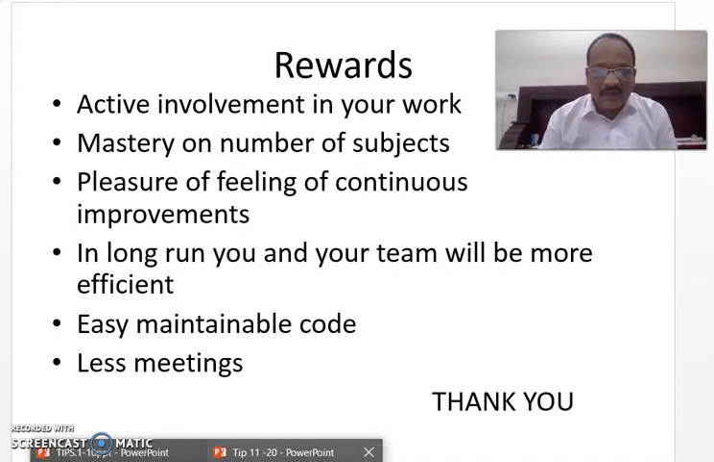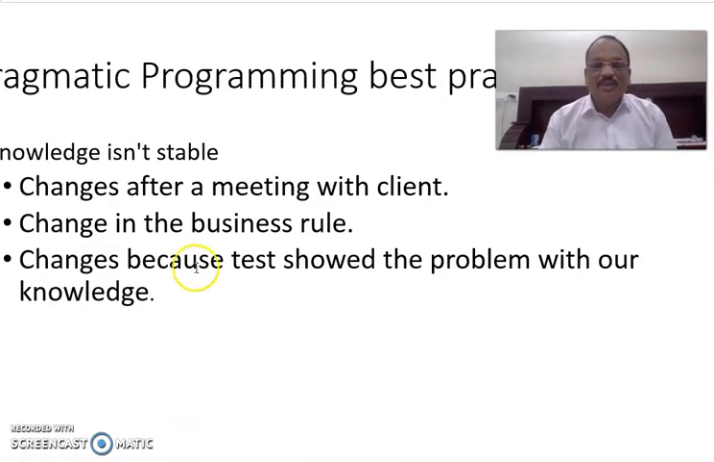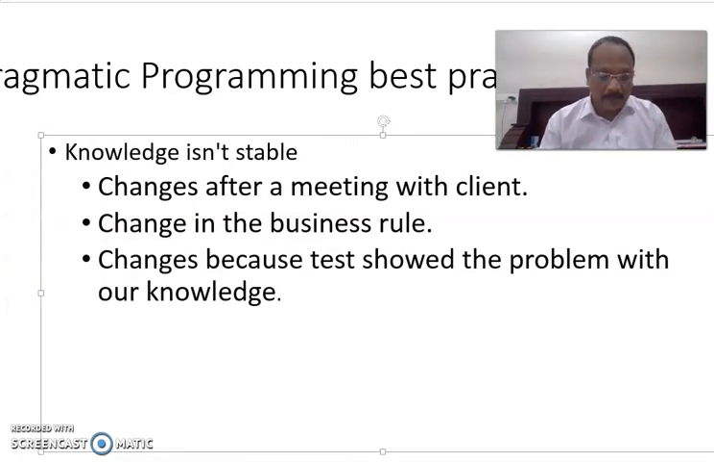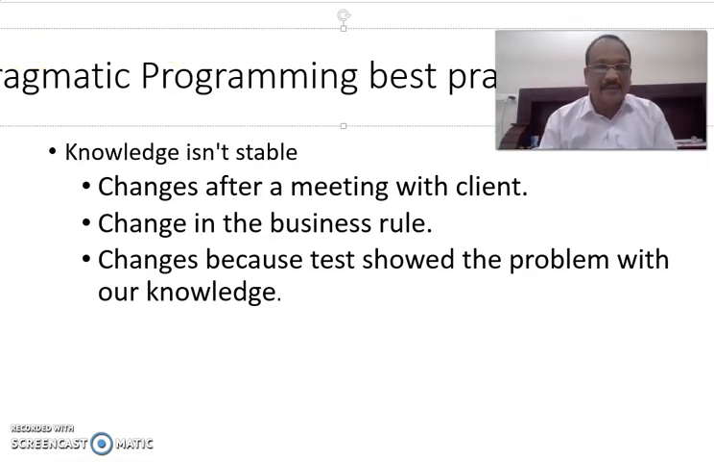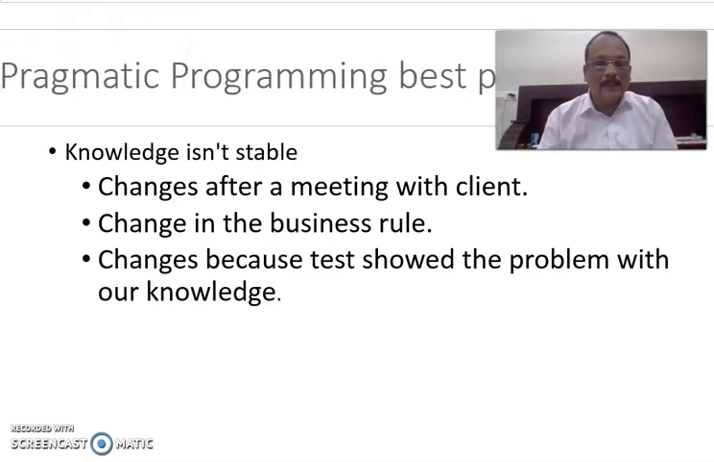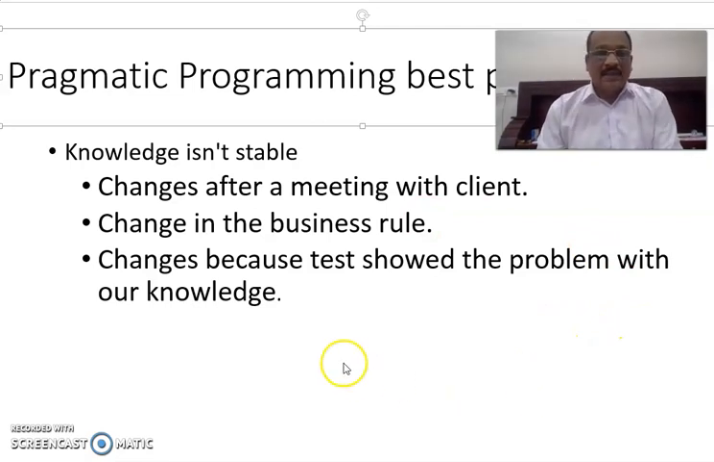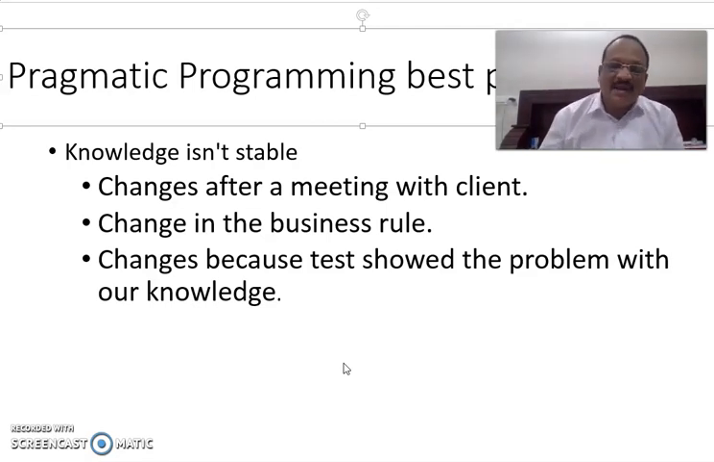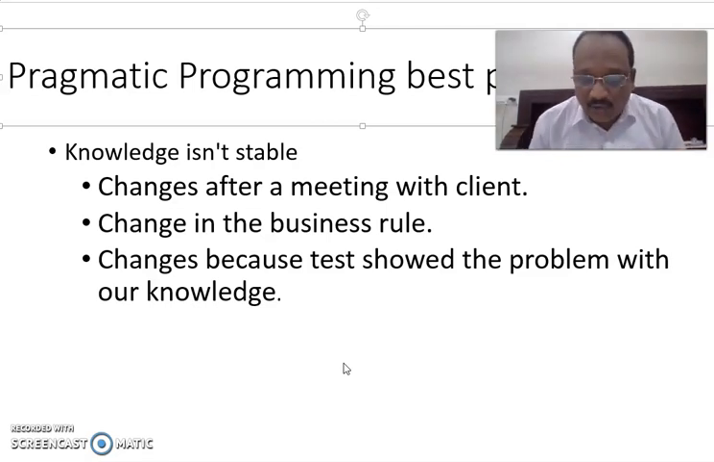Now we will go to tips 11 to 20. Before going to tips 11 to 20, we have to learn some terminologies. That is, knowledge is unstable. It changes after a meeting with the client. Knowledge is not at all stable. It can change. After a meeting with the client, their requirements will grow, so your knowledge will change. You have to adapt accordingly to the needs of the customers.